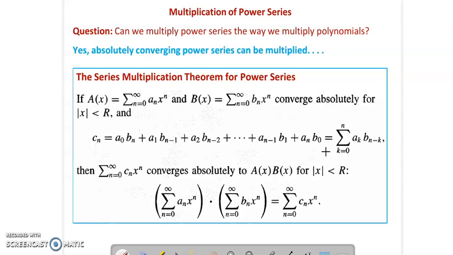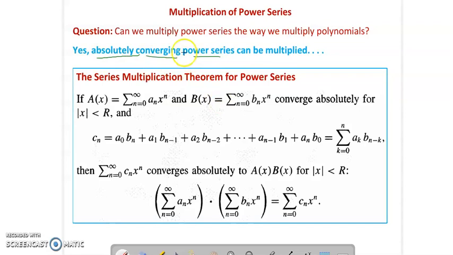The next question is, can we multiply power series like we generally multiply polynomials, say 1 plus x square multiplied by 1 minus x square? Can we multiply these polynomials like that, because these are infinite polynomials? So the answer is yes, but there is a class of power series for which we can do that. That class is absolutely converging power series.